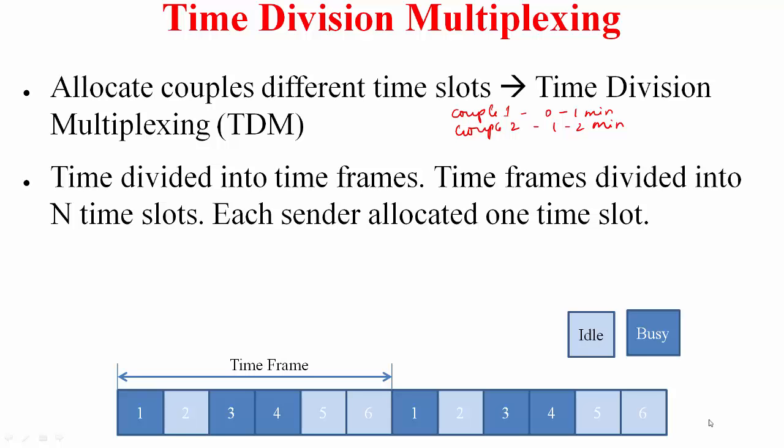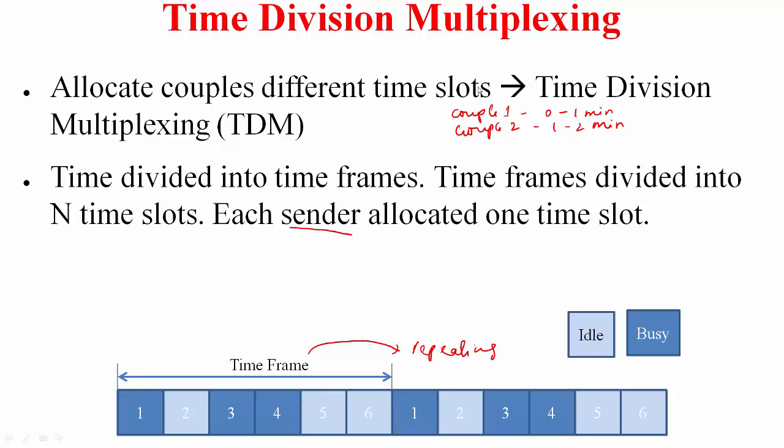So the name given to this type of access is called time division multiplexing. Basically, the time is divided into time frames. As you can see here, I have divided the time into time frames, and these time frames keep on repeating. A time frame itself is divided into time slots. So in this case, I have 6 time slots.